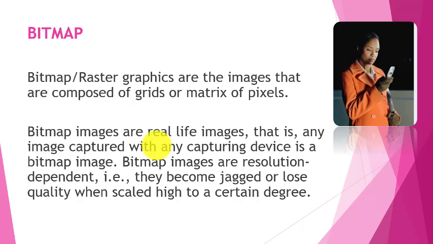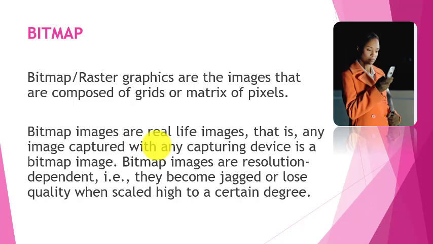Bitmap or raster graphics are the images that are composed of grids or a matrix of pixels. Now what do you mean by a matrix of pixels? We are coming to that. Bitmap images are real life images, that is, any image captured with any capturing device is a bitmap image. Bitmap images are resolution dependent, that is, they become jagged or lose quality when scaled up to a certain degree.